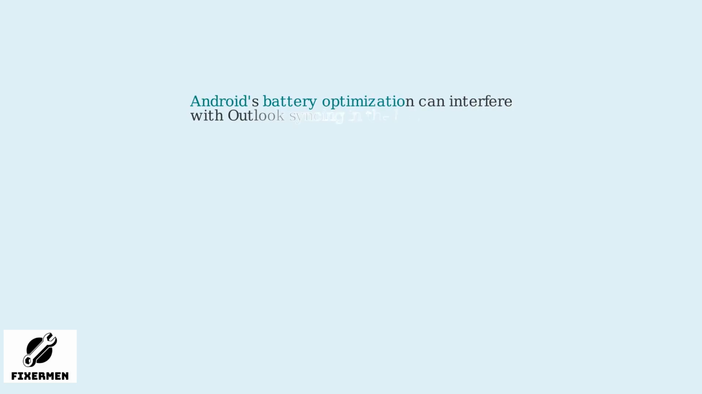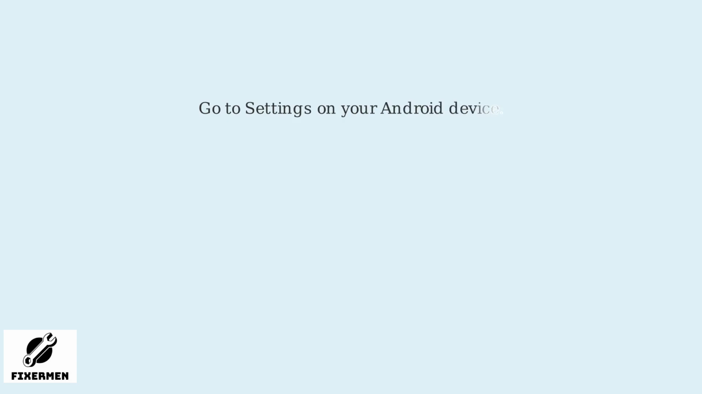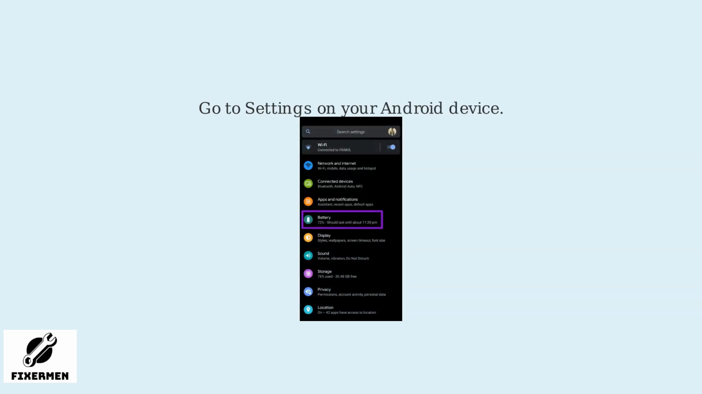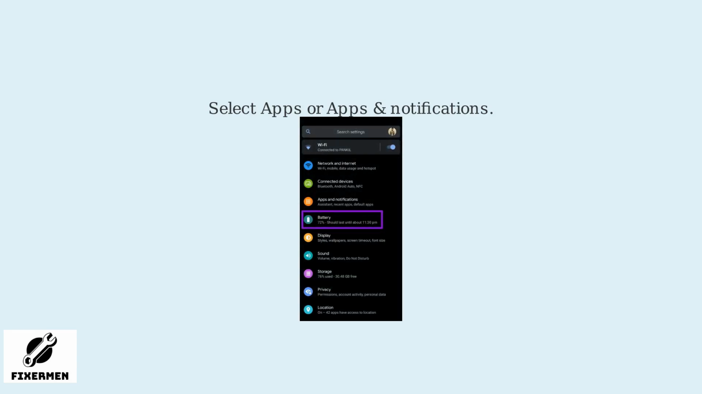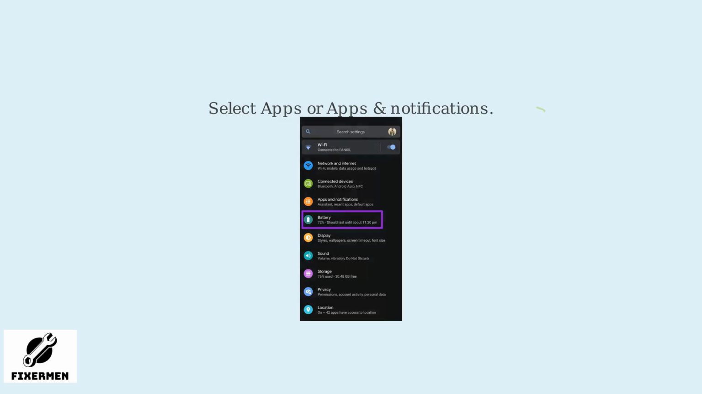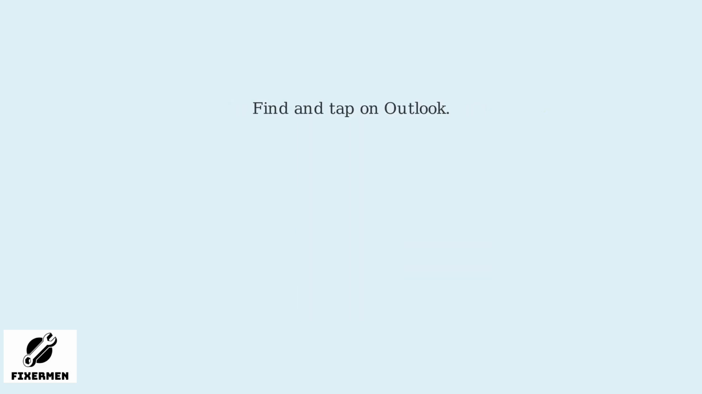Android's battery optimization features can sometimes interfere with Outlook syncing. These features limit background app activity to save battery, but this can prevent Outlook from syncing properly. First, open the Settings app on your Android device. From Settings, select Apps or Apps and Notifications to access app settings. Scroll through the list of apps and tap on Outlook to open its settings.